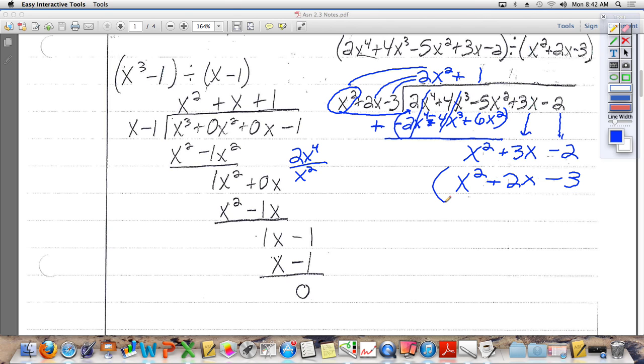Alright, parentheses around this. We are going to subtract this, which means I'm going to change the minus to a plus. I'm going to put a negative out front. I'm going to change that plus to a minus, and that minus to a plus, and I'm going to add them together. So we have an x squared and a minus x squared, they cancel out. We have a positive 3x and a minus 2x, that is x. And then we have a -2 and a positive 3, that is plus 1.